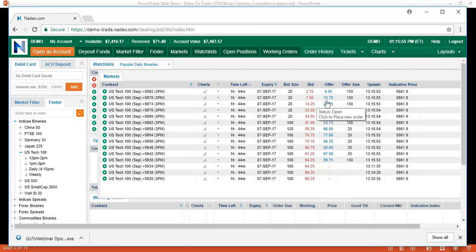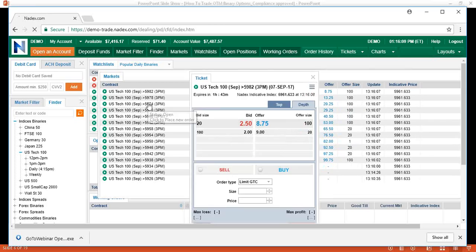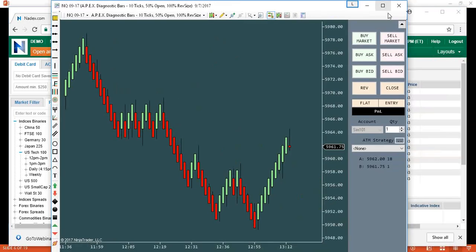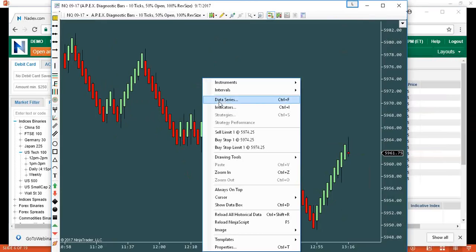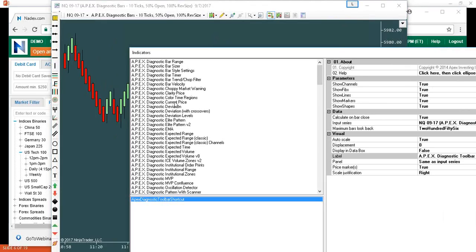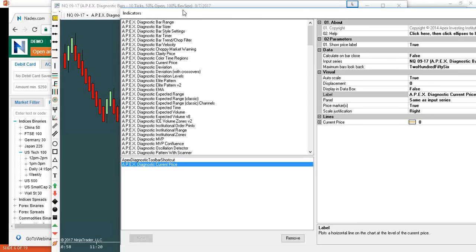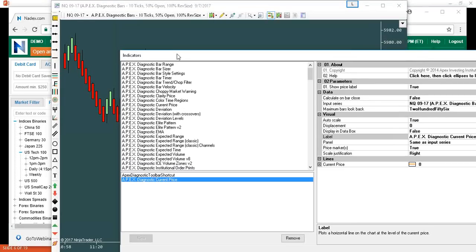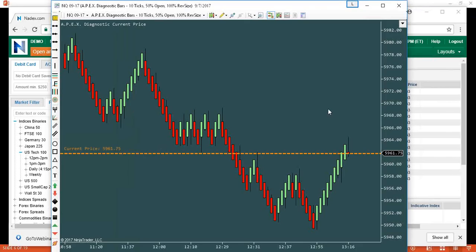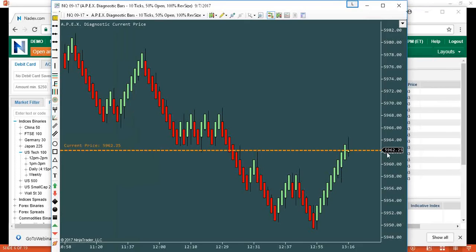So I could either choose to buy one of these and hold it till expiration. But let's just take, for example, this one right here. Where's the strike? 59.74. Let's look at a chart, and let me add one thing on here. Let's do current price. All right, so the market's right here.